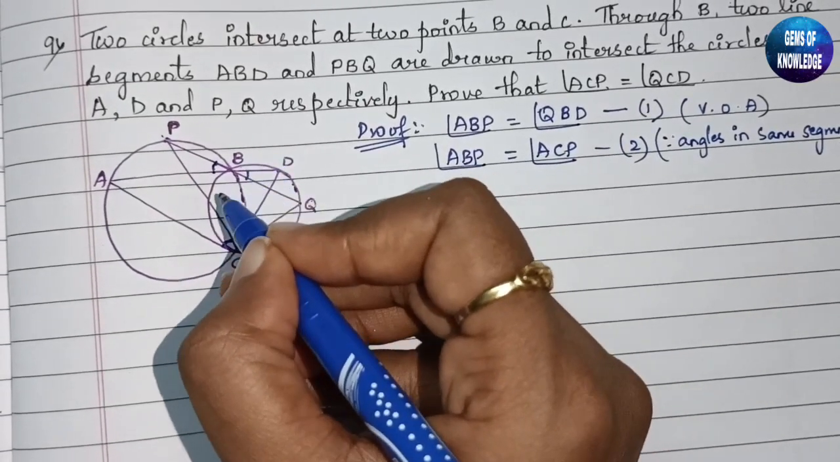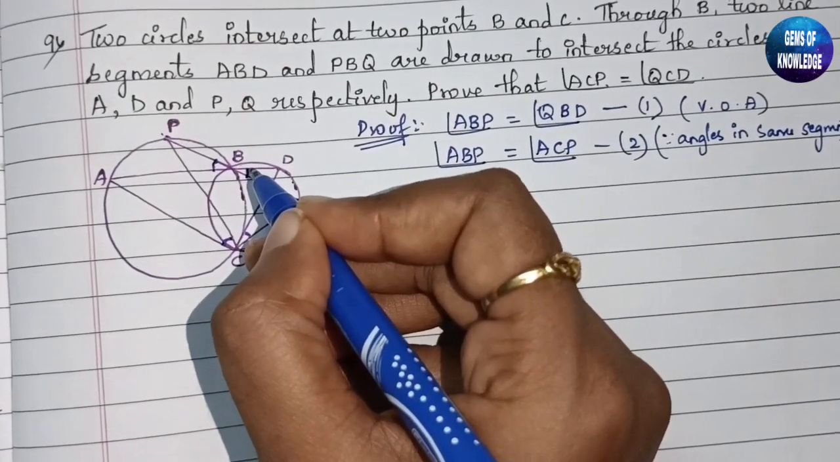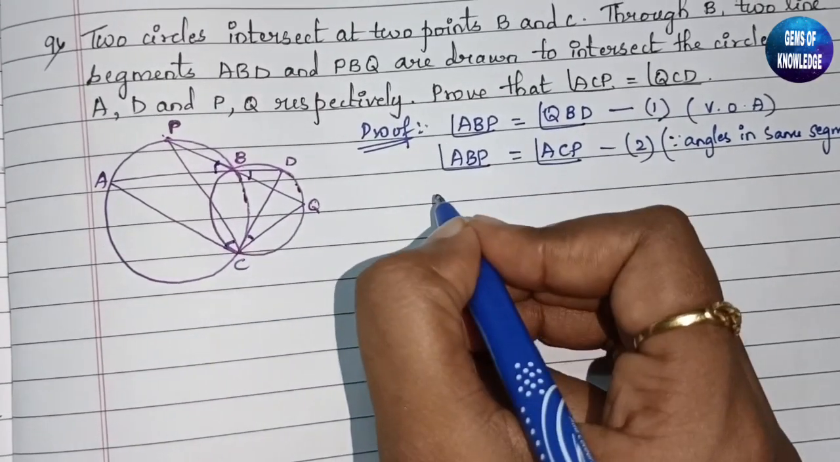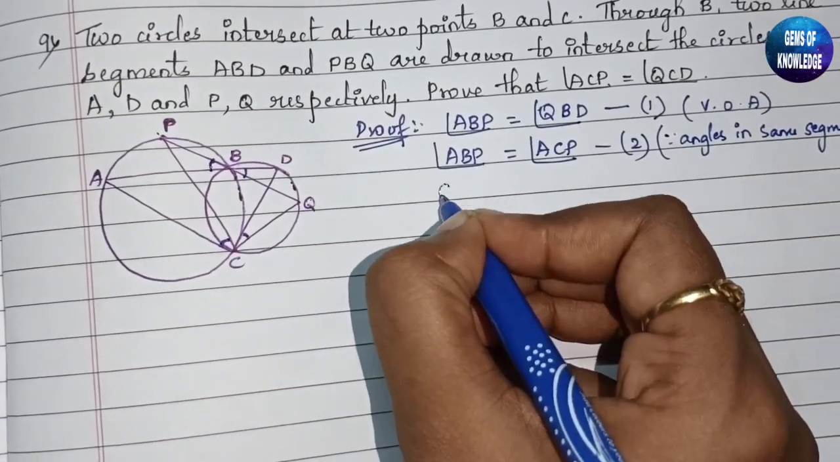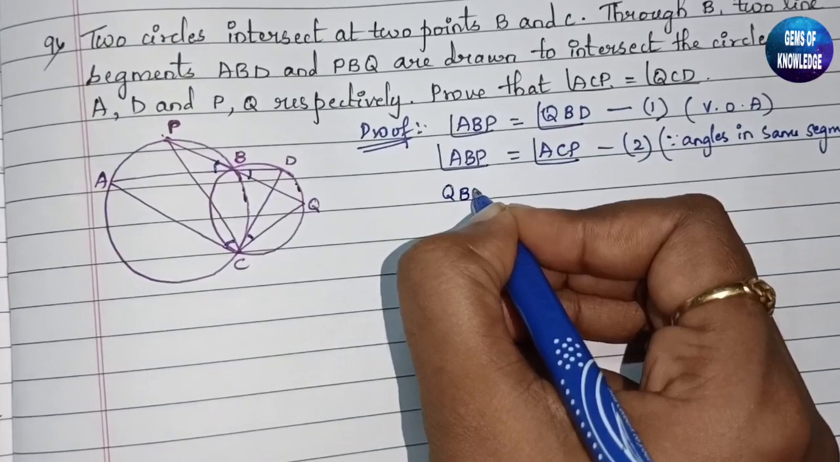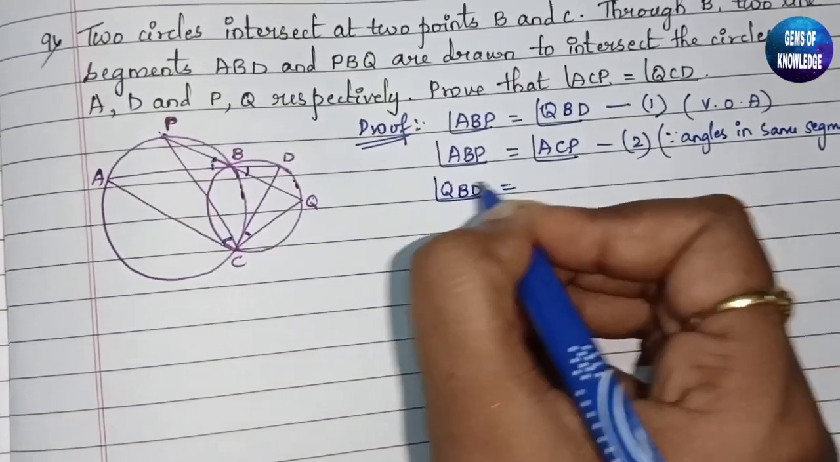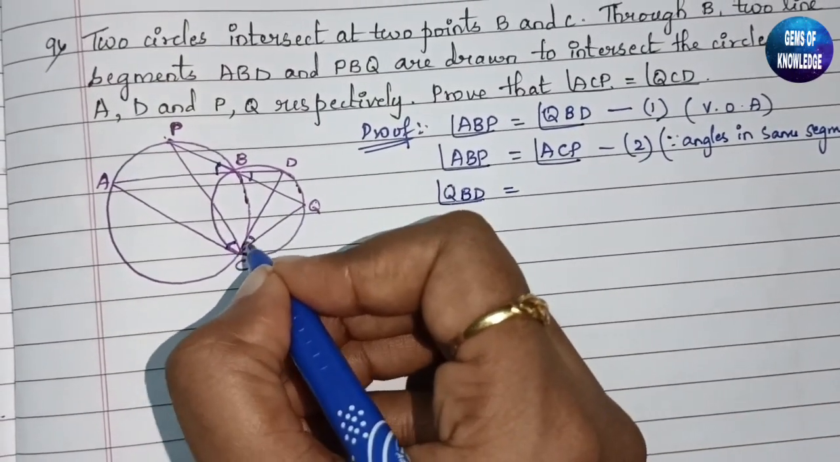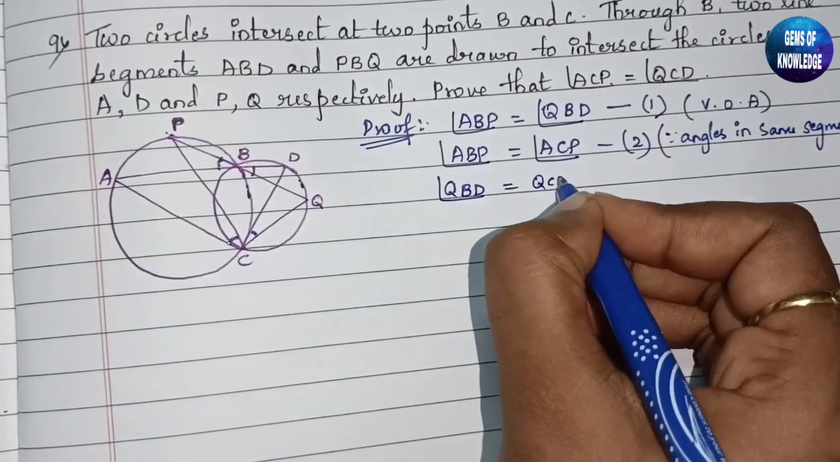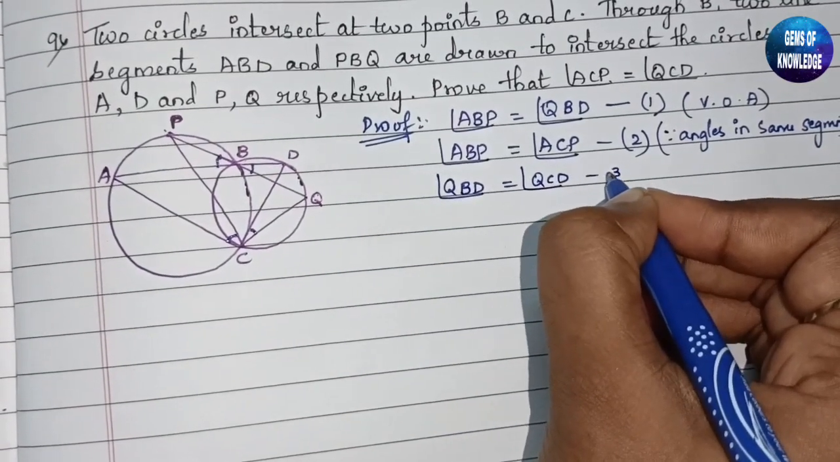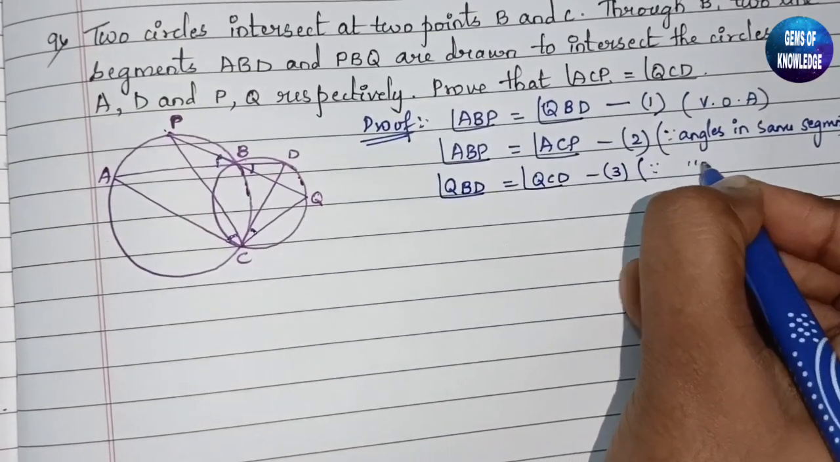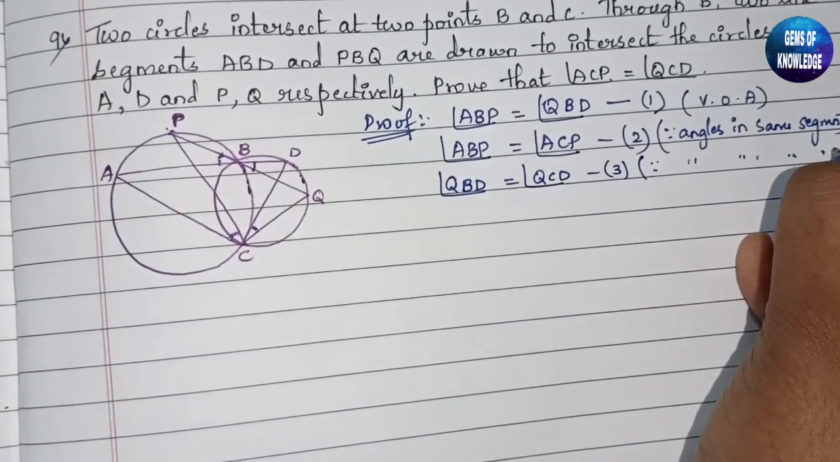Similarly, for the smaller circle, we can write that angle QBD is equal to angle QCD. This is equation 3. Again the same, since angles in the same segment.